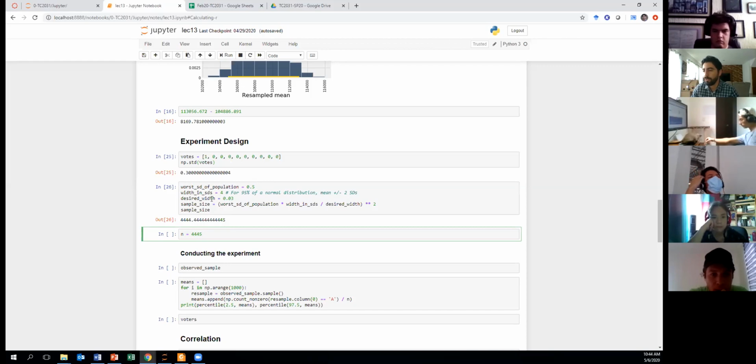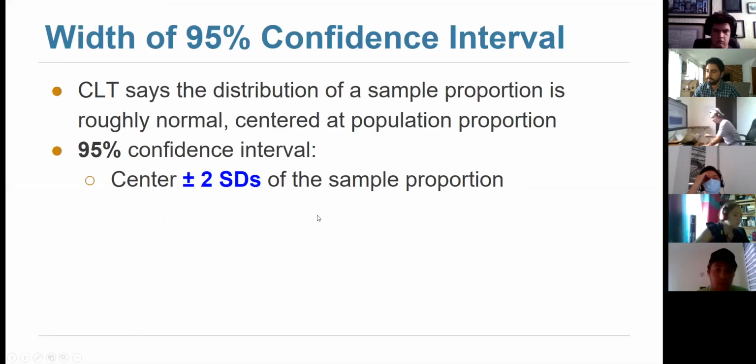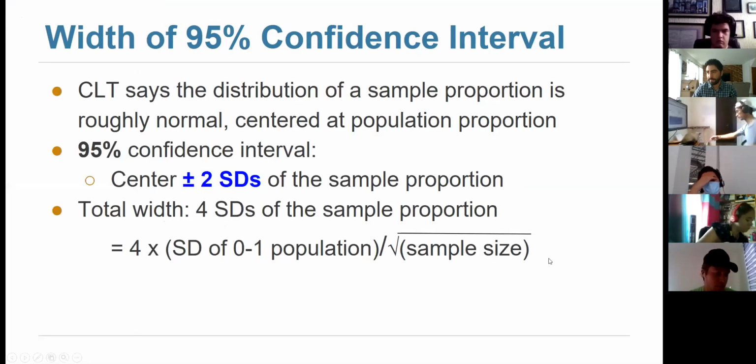So here, let me go to the equation. We know this equation exists, based on the central limit theorem and the Chebyshev inequality. It tells us that if you have a roughly normal distribution and you go plus 2 standard deviations and minus 2 standard deviations from the mean, 95% of your data is going to be in that interval. So this is my 95% confidence interval.